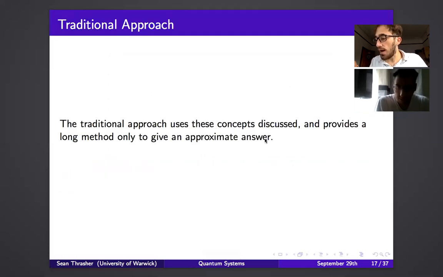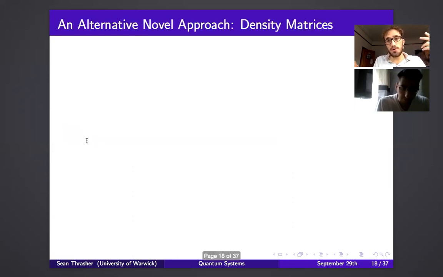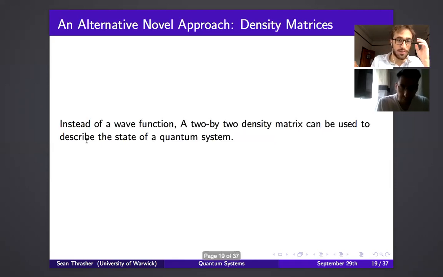Now let's talk about our approach. We took quite a different approach in the project. Just to finish off the traditional approach, it uses the concepts that we've discussed already and provides a long method only to give an approximate answer. So we took a different approach. We looked at what are known as density matrices.